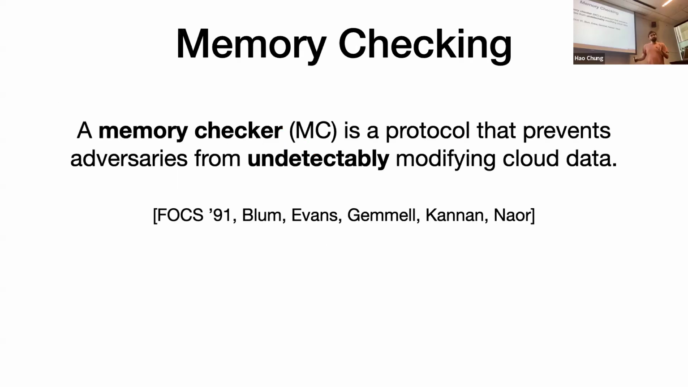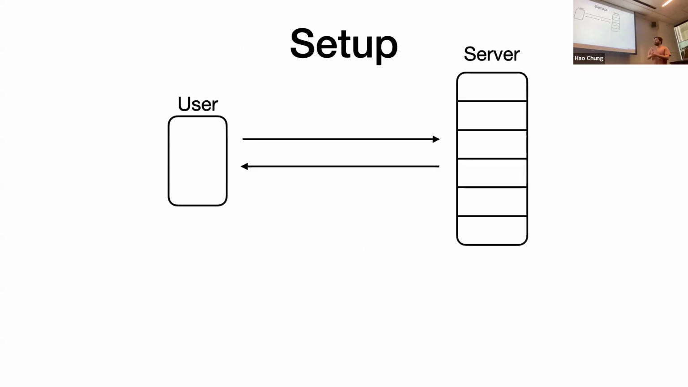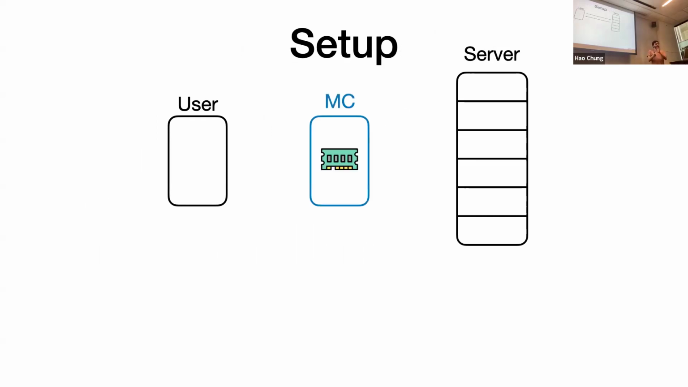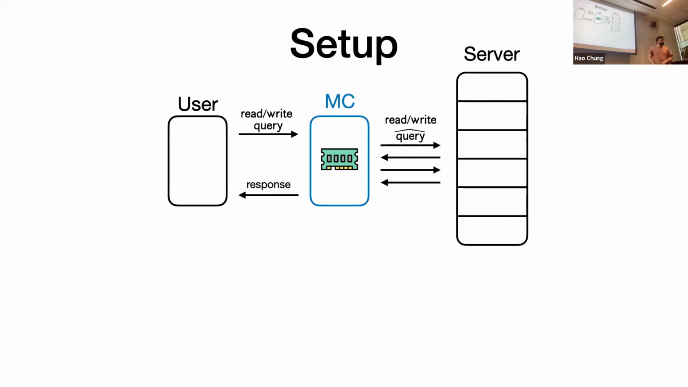Just to summarize, a memory checker is a protocol that prevents adversaries from undetectably modifying data stored on some external cloud. This was introduced in 1991, over 30 years ago. So let me introduce memory checking in the setup we had from earlier. The memory checker is now an intermediary between the user and the server that takes in read or write RAM queries from the user, compiles them into some sequence of compiled query hats, and then returns a response to the user. And the user can do this in a repeated online manner.